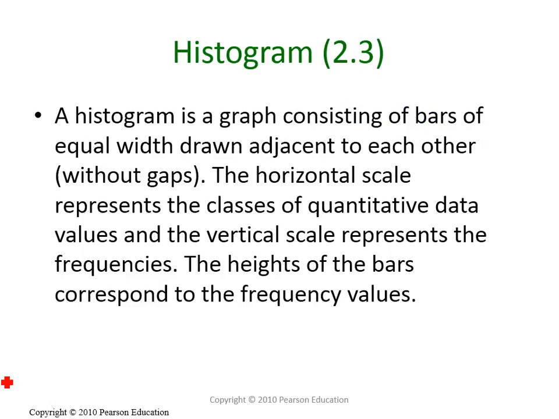A histogram is a graph consisting of bars of equal width drawn adjacent to each other. That means they have to be touching without gaps. The horizontal scale represents the classes of quantitative data values, and the vertical scale represents the frequencies. The heights of the bars then correspond to the frequency values.